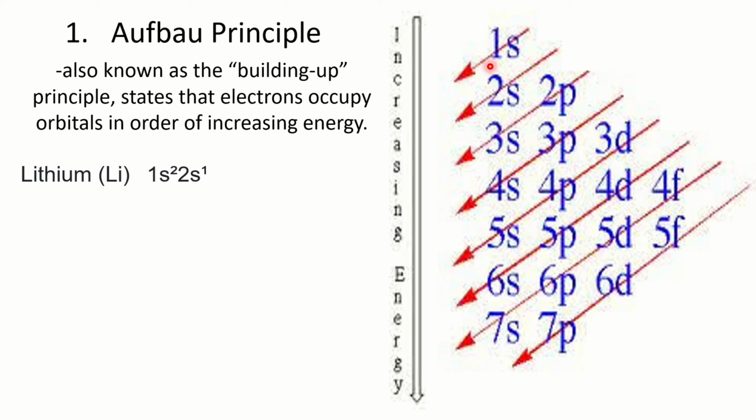Okay. Notice that 1s is filled first before moving to 2s. It means that 1s has lower energy than 2s. Mag-i-start tayo sa pinakamababa hanggang sa mataas na energy level. In our mnemonic device, as we go down, the energy is increasing.